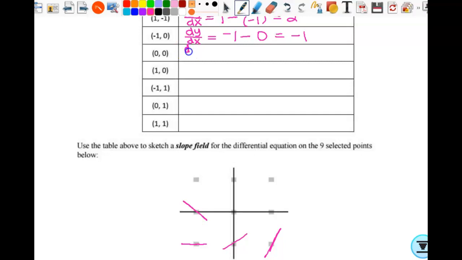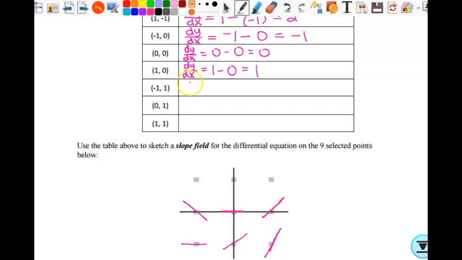All right, 0, 0. What would be the slope at the point 0, 0? 0 minus 0. Right there through the origin, we have a little horizontal tangent. Point 1, 0, dy dx: the value of x, take away the value of y. So at that point right there, we have a slope of 1. So I want to remember that this is a slope of 1 and make sure those have very similar slopes.